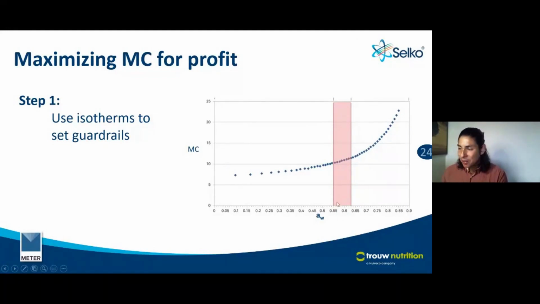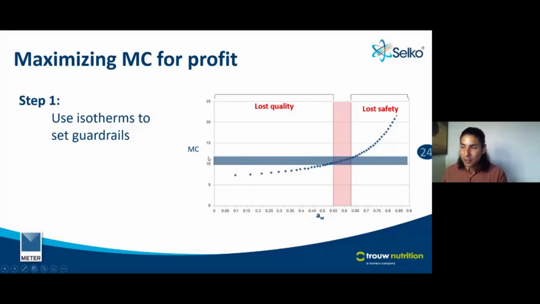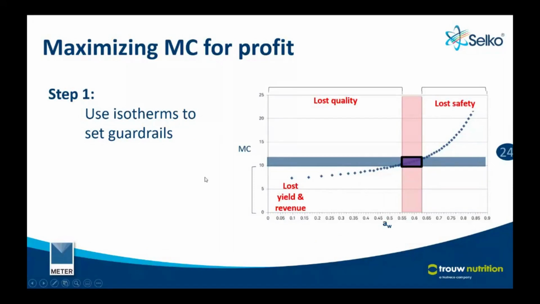The way that this is determined is because above this water activity represents lost safety. This is where we might start to have issues with microbial growth. And below this water activity represents lost quality. Once that water activity range has been set, then we can use the isotherm to relate it back to moisture content. And anything less than this ideal moisture content represents lost yield and revenue. So by having this isotherm, we can identify our sweet spot for optimizing all of these things that we're interested in.